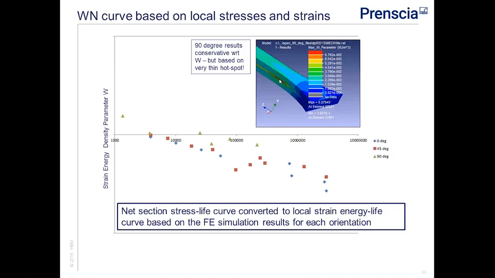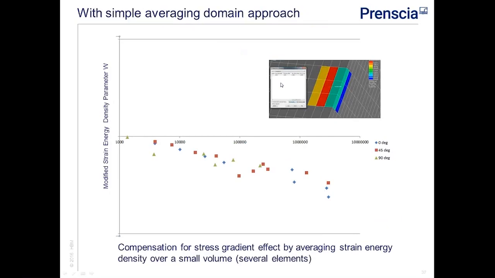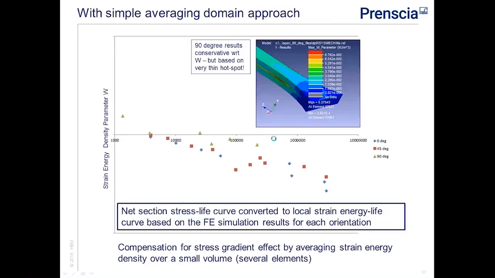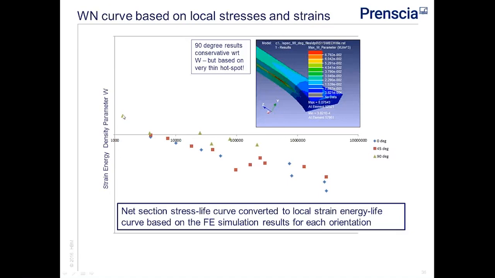And so what I've started to do is, rather than taking the stress from one critical location, use a simple averaging domain approach. And when we apply that, our data starts to fall quite nicely into one scatter band. These are very preliminary results, so we've got quite a bit of work to do, I think, to refine this approach. But even so, just using the local strain energy density looks quite promising.